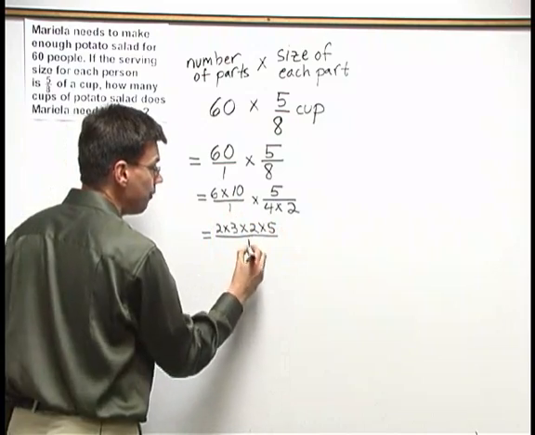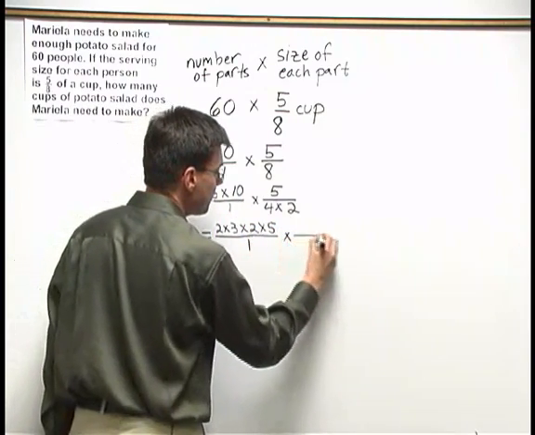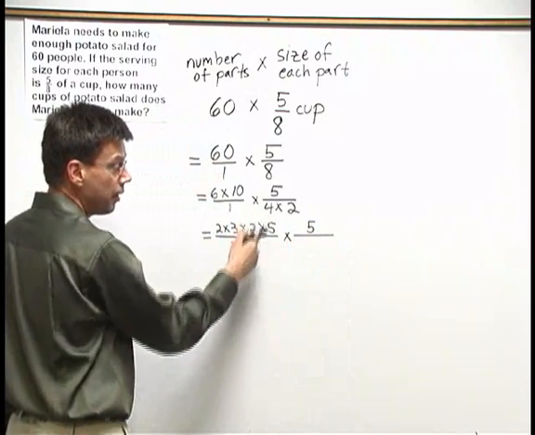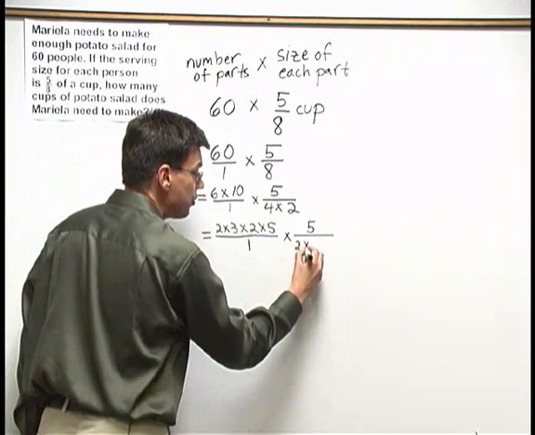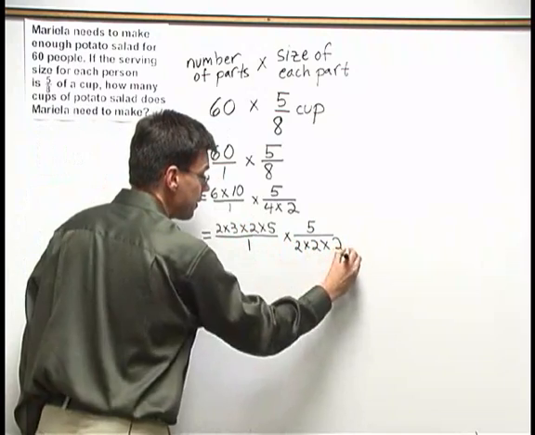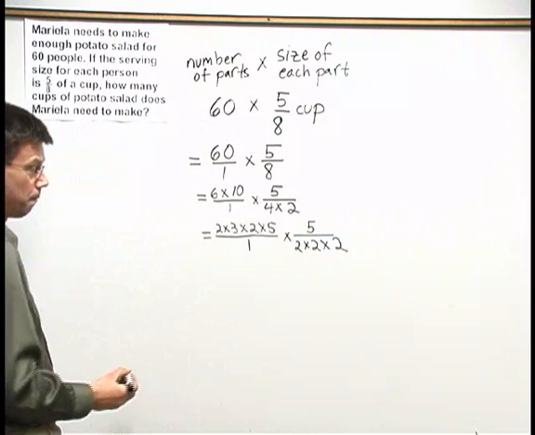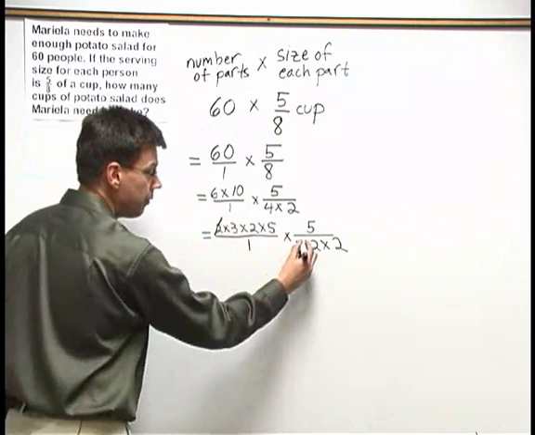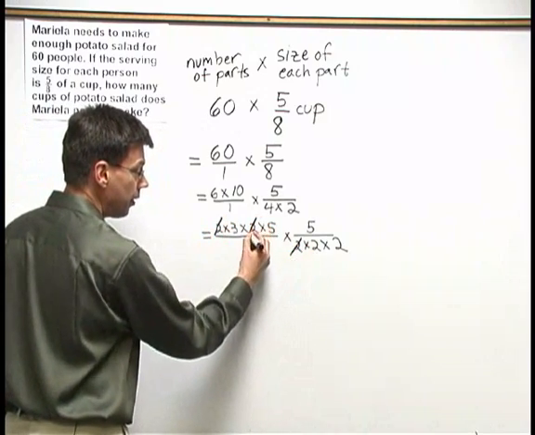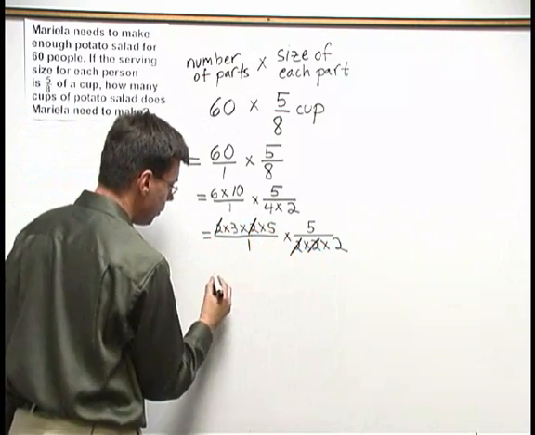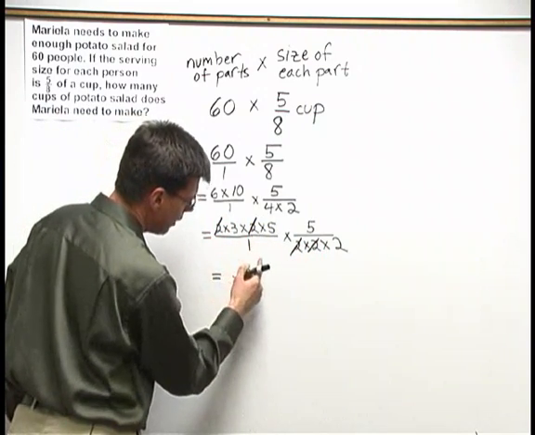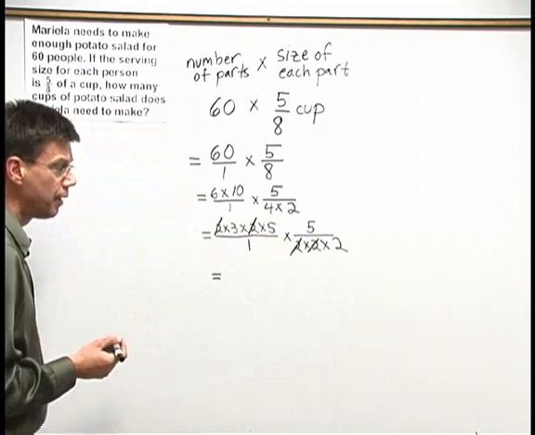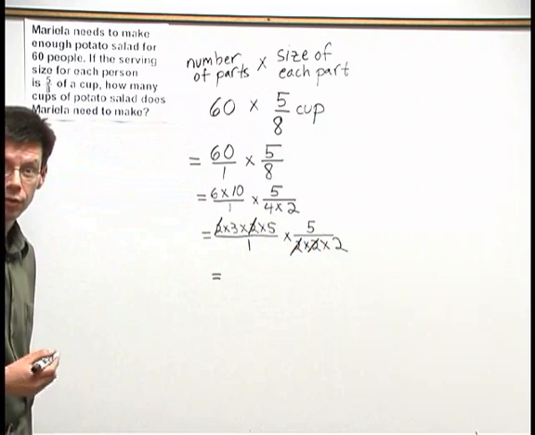We have all that over 1 times, we have our 5 over 4 here I can break down into 2 times 2 times another 2. And now I can do some canceling. I have a 2 above with a 2 below, another 2 above with another 2 below. And I think that's it. I still have a 2 below, but I ran out of 2's above. That's all the canceling that I can do.